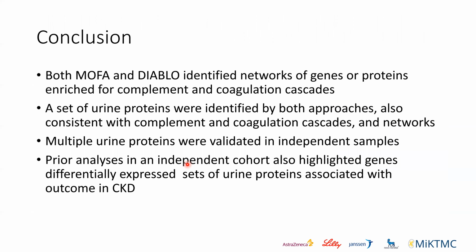In conclusion, both MOFA and DIABLO identify a network of genes and proteins enriched for complement and coagulation cascade pathways. A set of urine proteins identified by both approaches is also consistent with complement and coagulation cascade pathways. Multiple urine proteins were validated in independent samples, and prior analysis in an independent cohort also highlighted a differentiated set of urine proteins associated with the outcome in CTB.